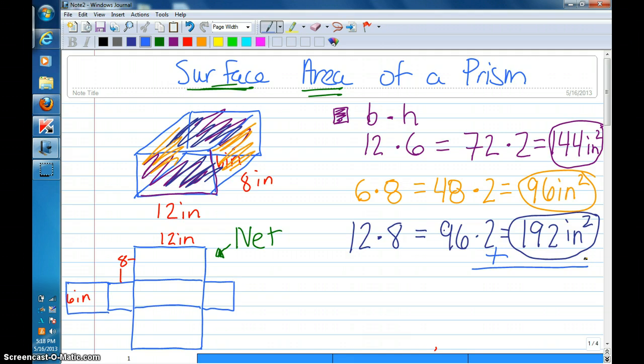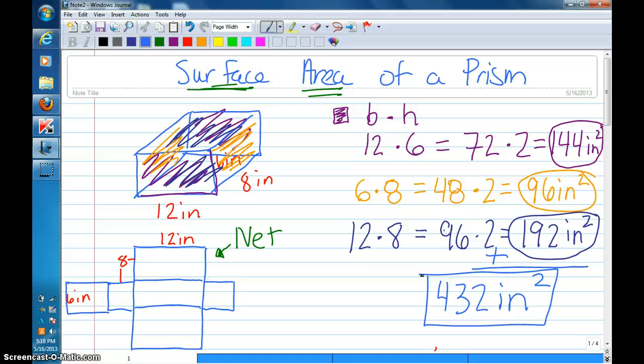144 plus 96 plus 192, and I have 432, and my label is inches squared. It's area, so that's why it's inches squared. And again, why we times them all by 2 is because there's always a front and a back, an up and a down, a right and a left to that figure.